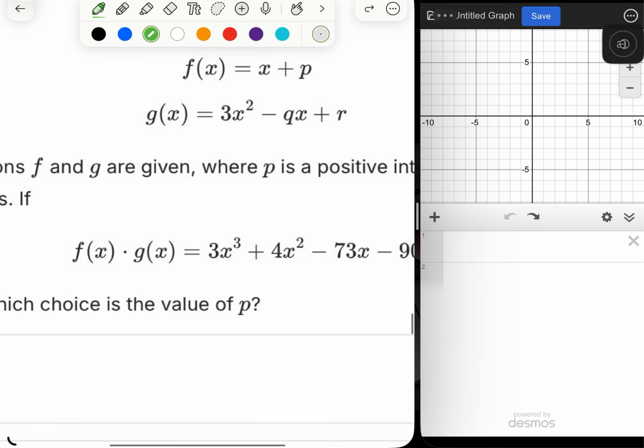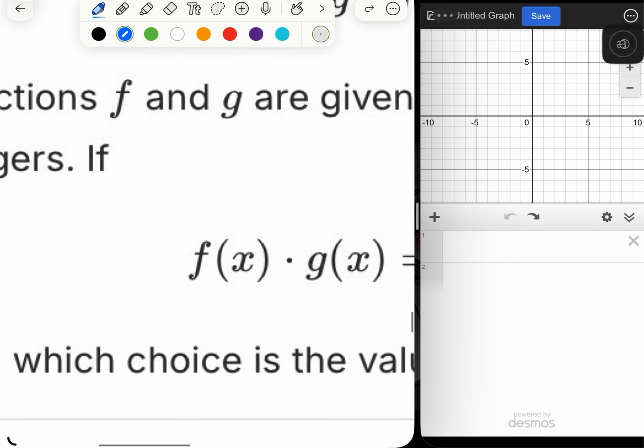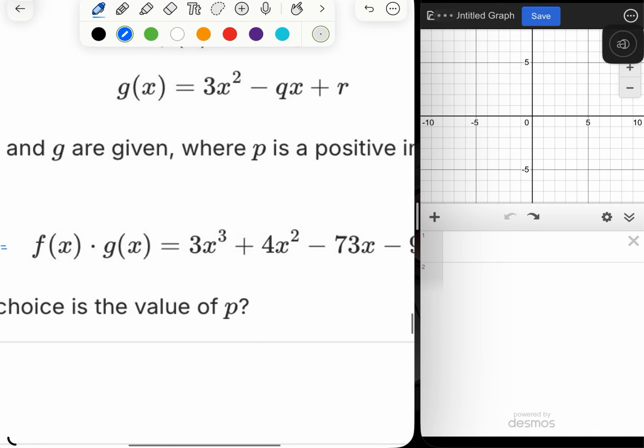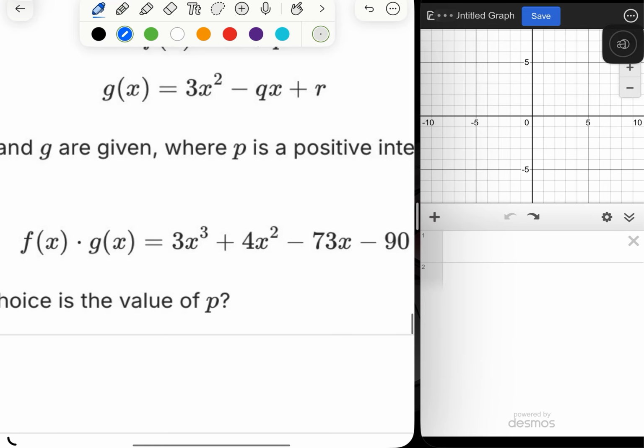So what I'm going to do first is actually create a new function, h of x, and define it as f of x times g of x. And the reason is, well, whenever you have two things that are being multiplied by each other, what is one powerful thing you can do to make any question a lot easier?